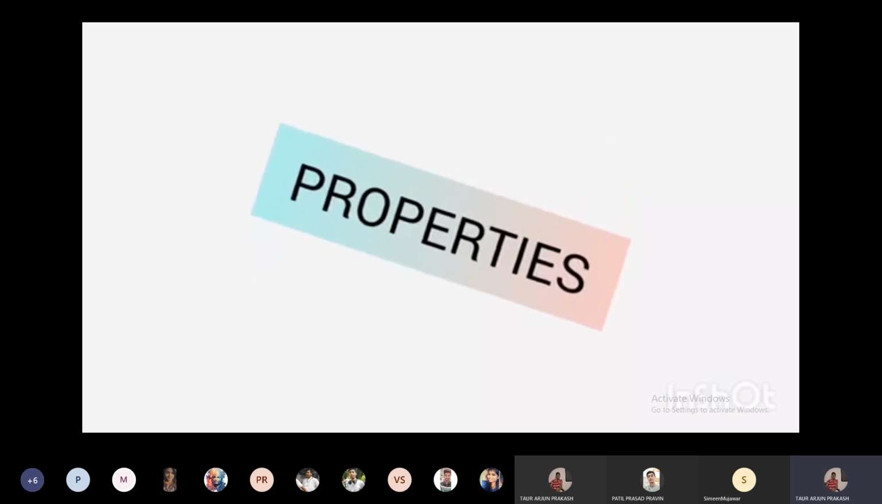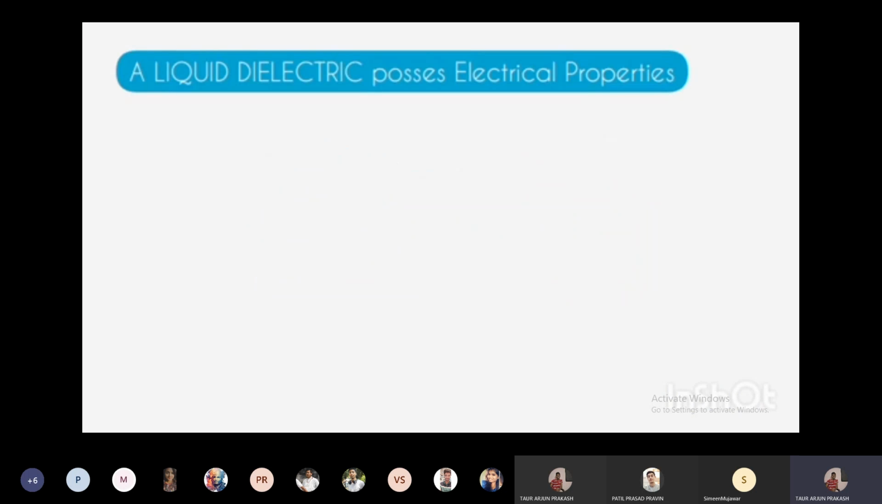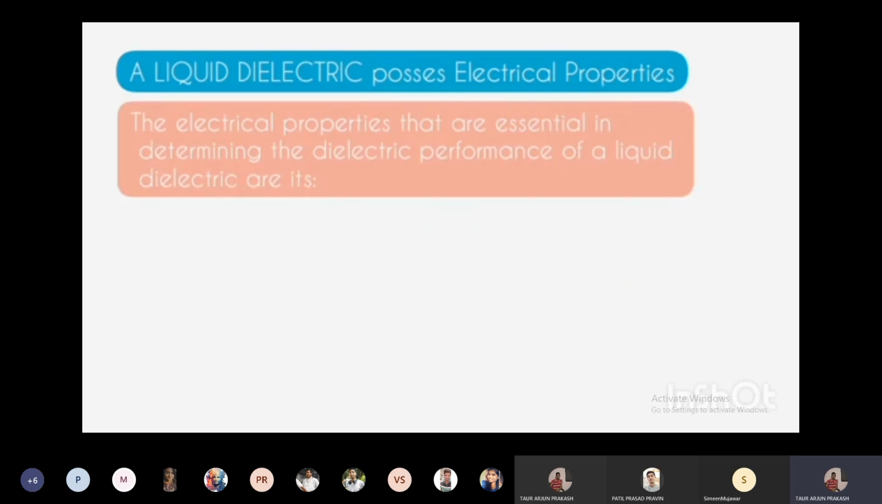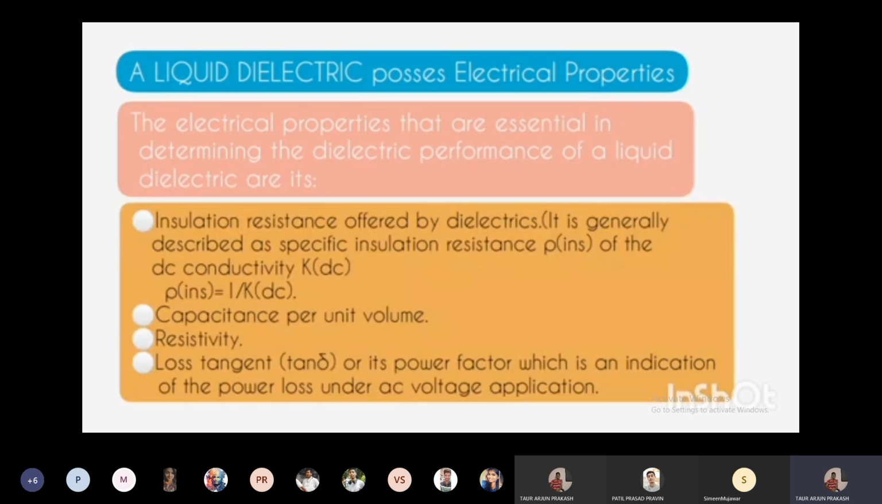Let's see the properties. Liquid dielectric possesses electrical properties. The electrical properties that are essential in determining the dielectric performance of a liquid dielectric are its insulation resistance, offered by dielectrics, generally described as specific insulation resistance rho INS or the DC conductivity kdc. Rho INS is equal to 1 upon kdc. Capacitance per unit volume, resistivity, loss tangent tan delta or its power factor, which is an indication of the power loss under AC voltage application.